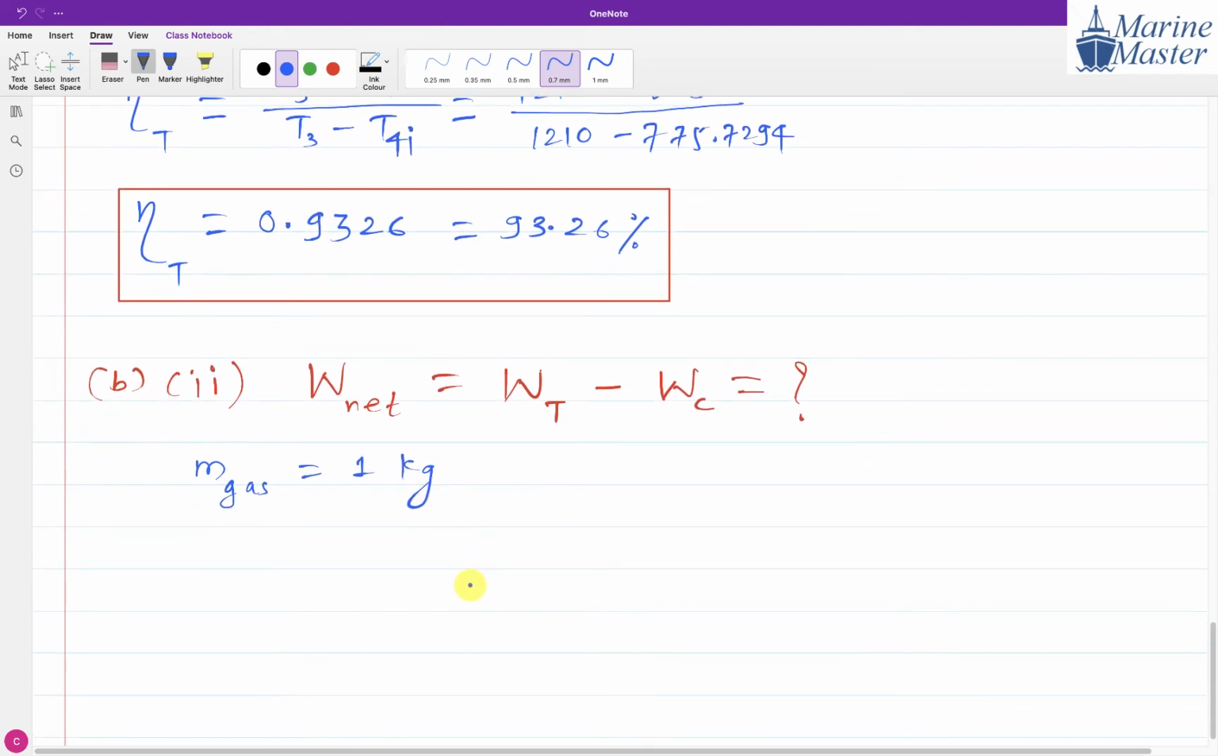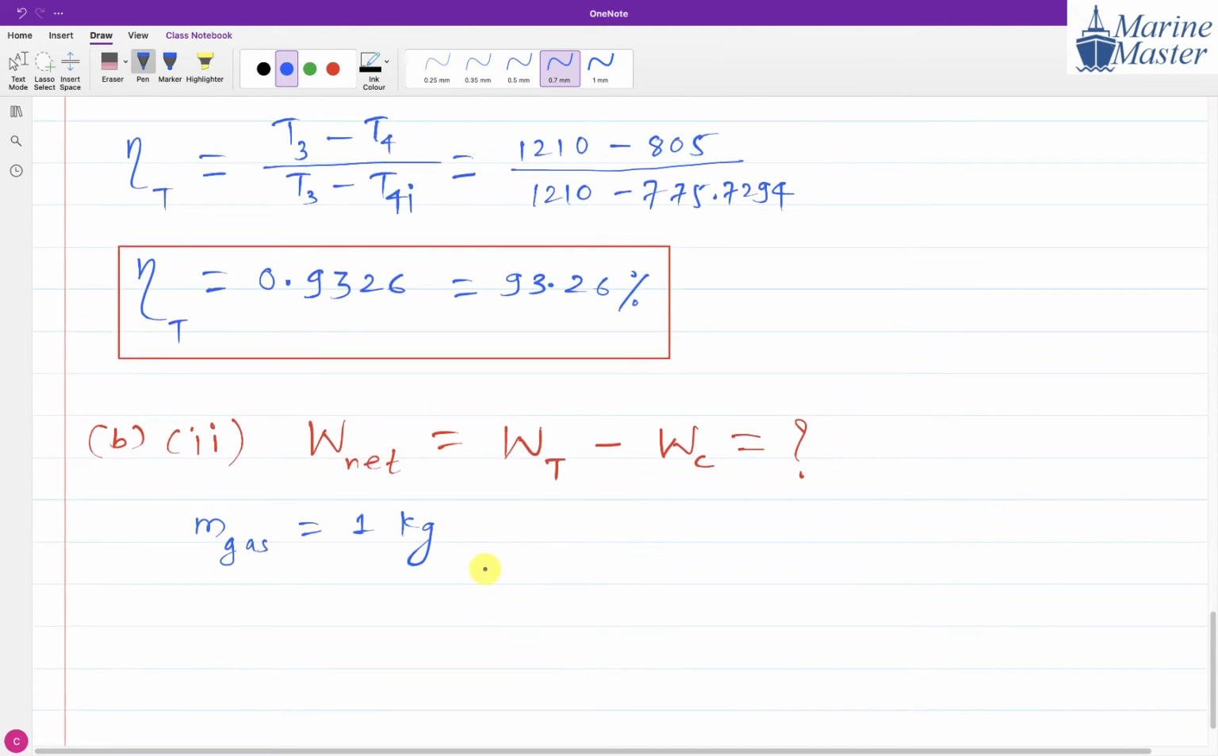So here mass of gas is 1 kg. Try to see the scenario. Now, before going further, what are we going to do? To get W net, we need turbine work, and we need compressor work.